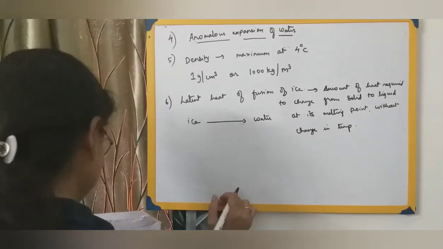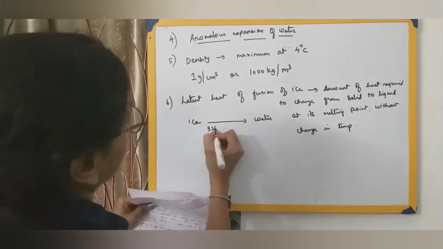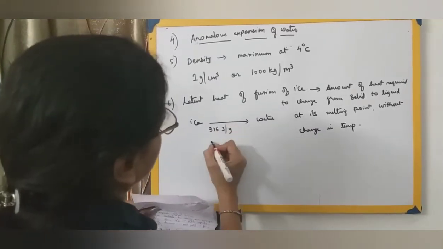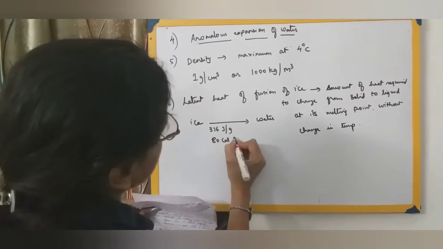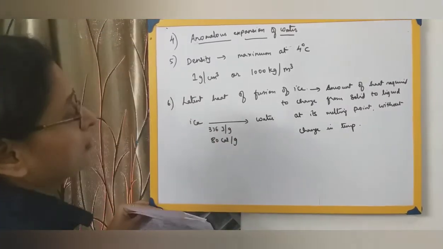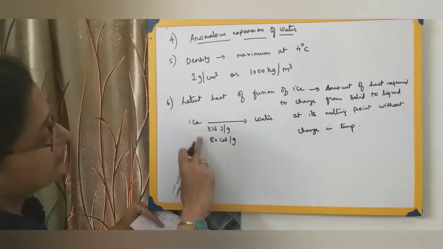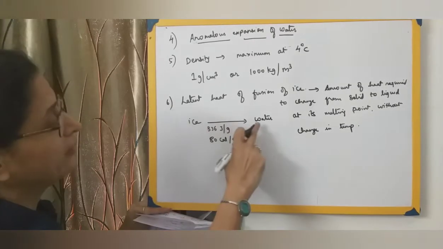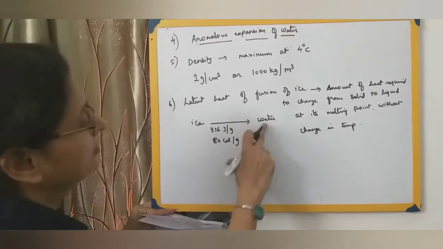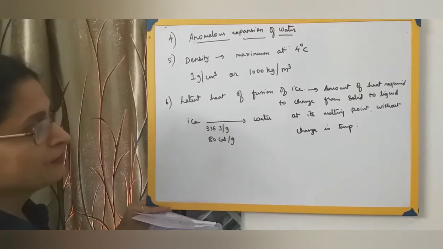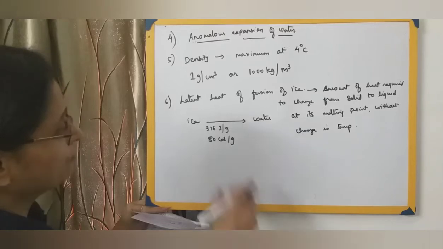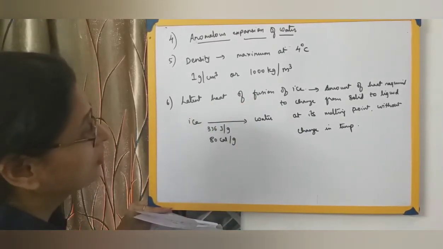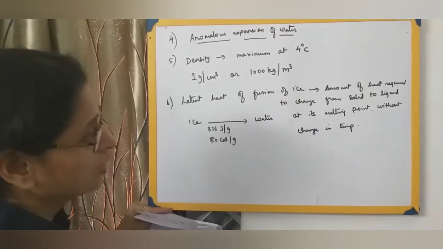How much is that heat? That is 336 joules per gram, or it is also 80 calories per gram. So that means this much amount of heat ice has to absorb to change 1 gram of ice into 1 gram of water at its melting point. This heat we call the latent heat of fusion of ice, or latent heat of fusion of a substance which is in the solid state.